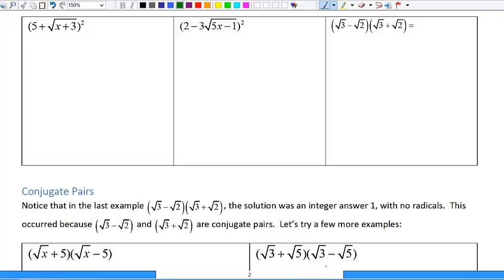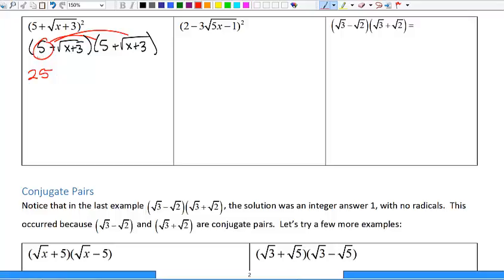On this next problem, we have another binomial squared. So like we said, we have to write that out twice. And then I'm going to distribute. The 5 is going to multiply to both terms. So 5 times 5 is 25. 5 times the square root of 3.